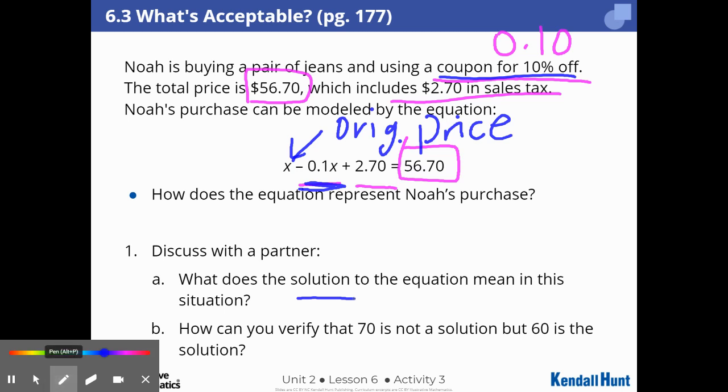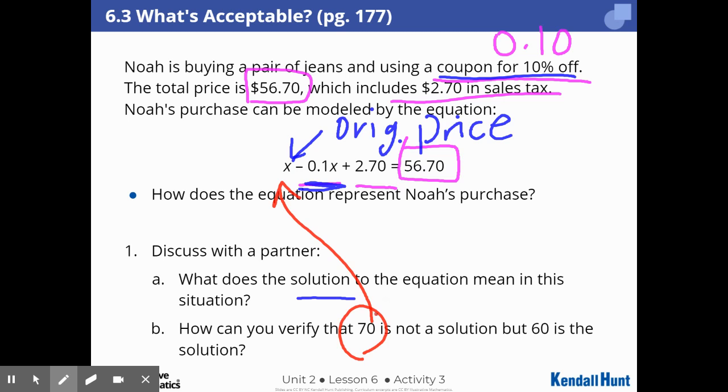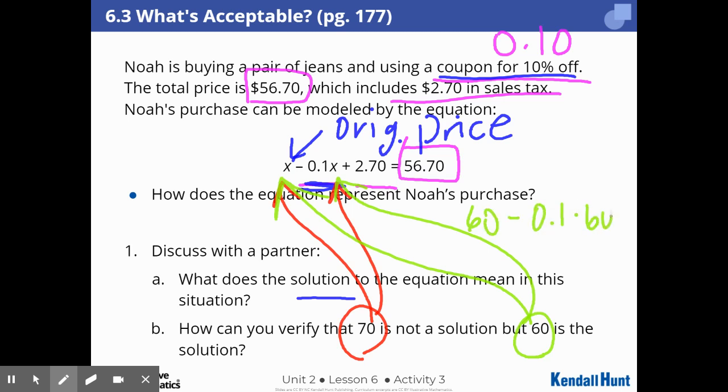All right, and then how could we verify? Well, just like always, if I plug 70 in for x in both places, it's not going to work. Pull out your calculator, do it. 70 minus 0.1 times 70 plus 270, and it does not equal $56.70. However, if you take 60 and plug it in for x, so you do 60 minus 0.1 times 60 plus 270, you can verify that right now on your calculator, and you get $56.70 as your answer.